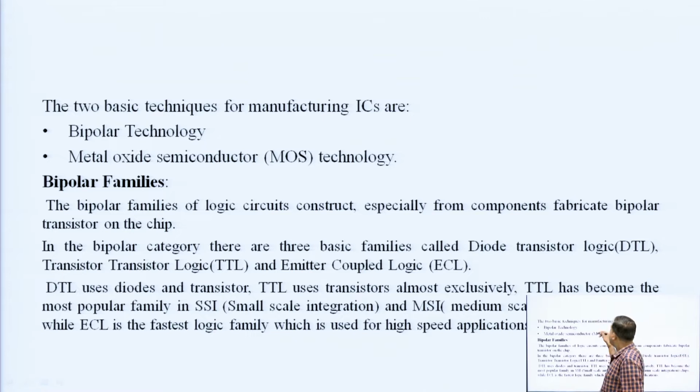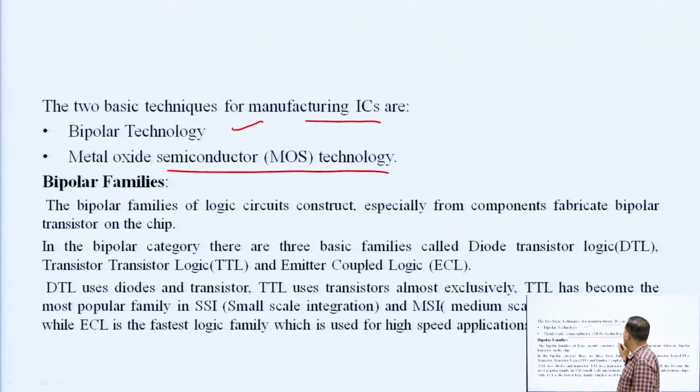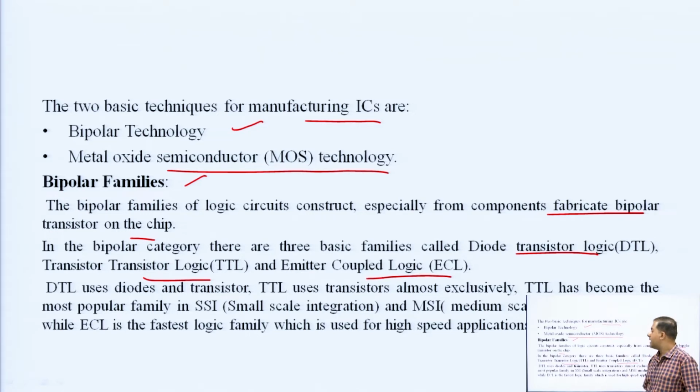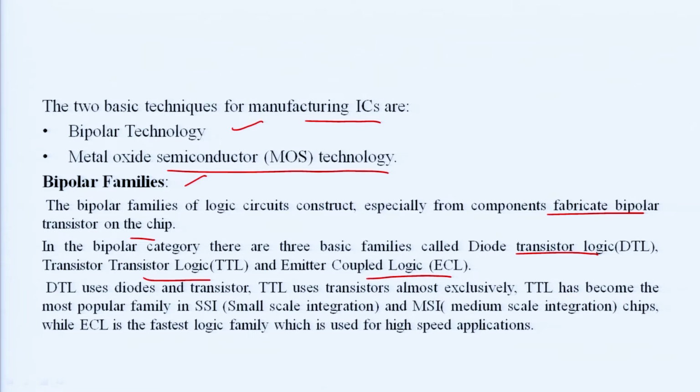Now, the two basic techniques we have seen in the chart we are discussing here. The technologies for ICs are bipolar technology and metal oxide semiconductor MOS technology. What are the bipolar families? The bipolar families of logic circuits are constructed essentially from components fabricated as bipolar transistors on the chip. In the bipolar category there are three basic families called DTL, TTL and ECL. DTL uses diodes and transistors. TTL uses transistors, and has become the most popular family in small scale integration SSI and medium scale integration MSI chips. ECL is the fastest logic family, which is used for high speed applications. So, the advantage of ECL is that it is used for high speed applications, right.